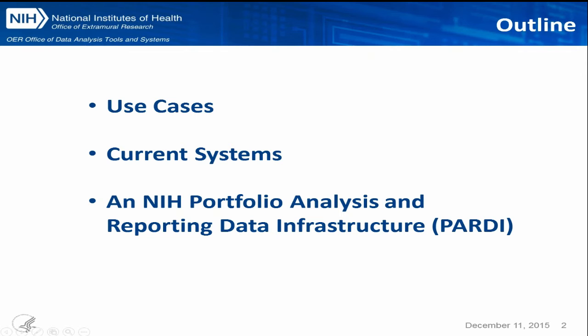So what I thought I'd start with is first some what we call use cases, which are examples of how we're using publication data now. There's, I think, been a growing interest in the past 5 or 10 years here at NIH in portfolio analysis, and bibliometrics has been part of that growing interest. And as I mentioned, I'll describe our current systems and then go into the project that we're just beginning to create a portfolio analysis and reporting data infrastructure, or PARTY.